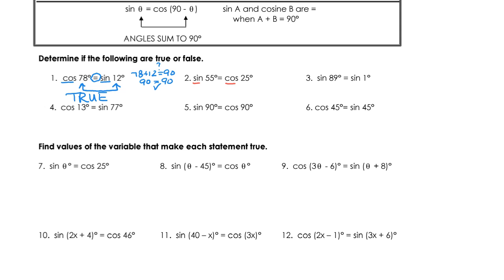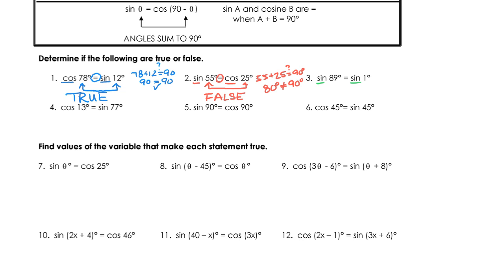Okay, take a look at number 2. So far we have sine and cosine, so that's good. They are going to be equal to each other as long as these two angles add up to 90 degrees. So does 55 plus 25 equal 90 degrees? If you add them up, they do not. These actually add up to 80 degrees, which is not equal to 90 degrees. And so this is going to be false. And again, you could try it in your calculator. If you type in sine of 55, hit enter, type in cosine of 25, hit enter, they are different decimals.